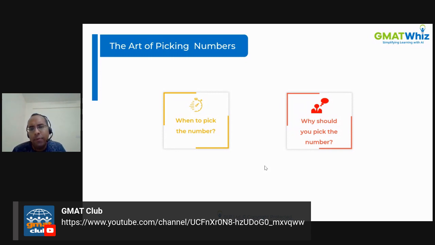Now, how many of you fall under this category? If you do, you can type yes and let me know your thoughts. Have you been in a situation where you look at a question, you're tempted to take a number, but you're not taking it because you're not sure what numbers to take, or maybe you're not even sure whether you can take numbers to solve the question or not? If you fall under this category, guys, I would like you to put your thoughts in the chat box. Just tell me, have you ever been in such a situation?